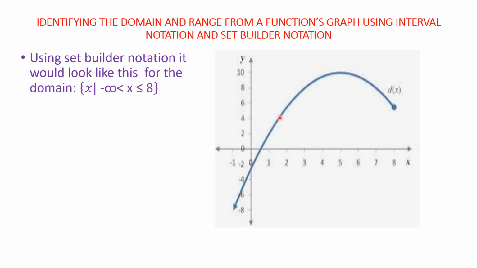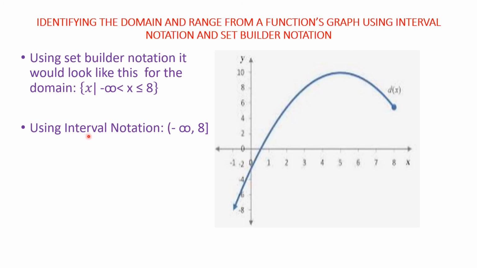Now you can tell that less than or equal in the set builder notation represents the closed dot, and greater than represents the open dot. We don't have an open dot, but it also represents a point that we cannot reach, that the graph cannot reach.